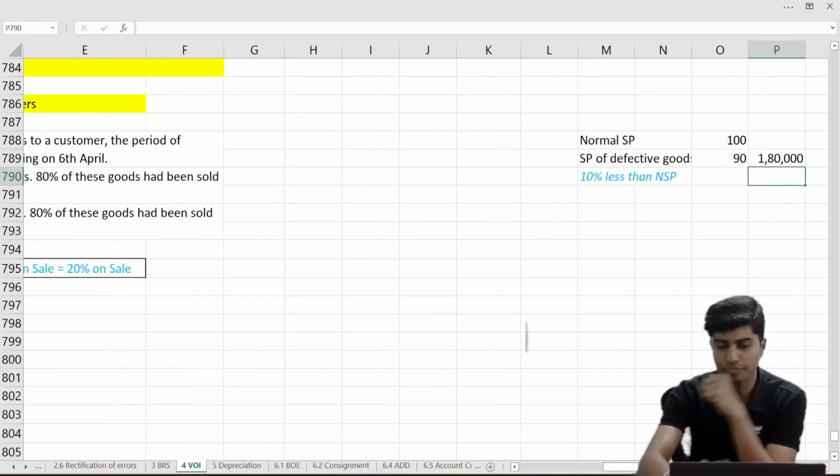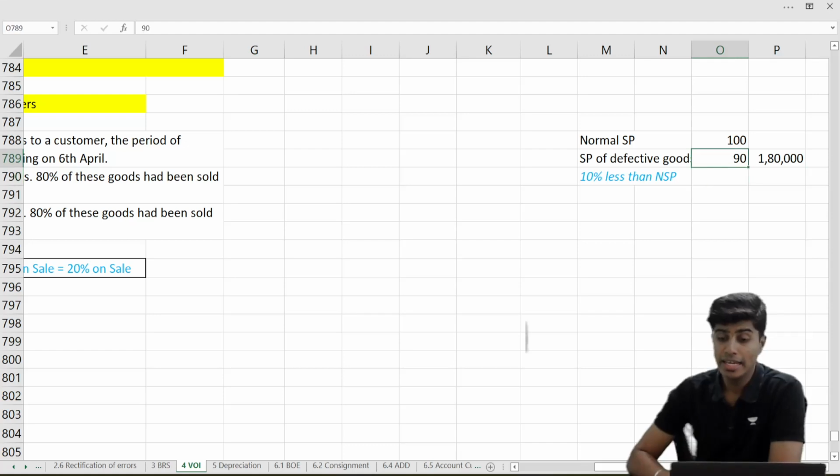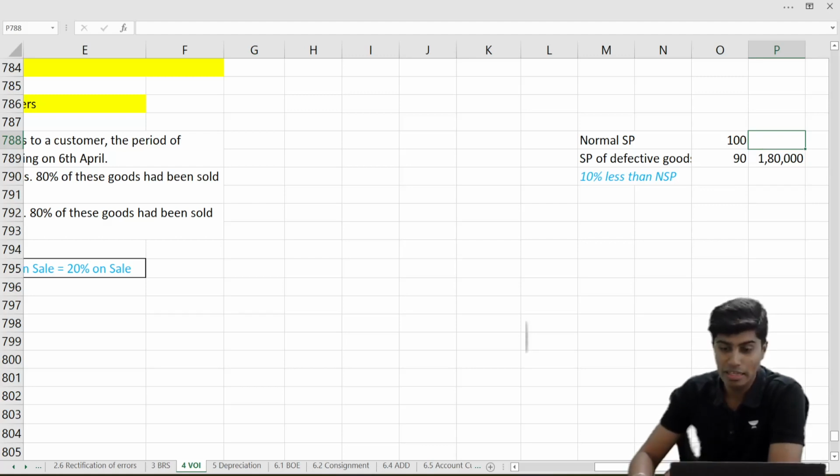One lakh 80. It is 1 lakh 80 for 90. How much is it for 100? How do you find this? You can do this way. If it is this much for this much, then how much for this much?